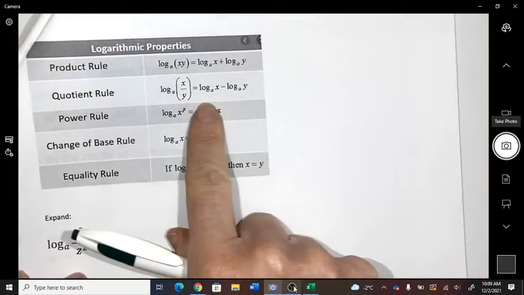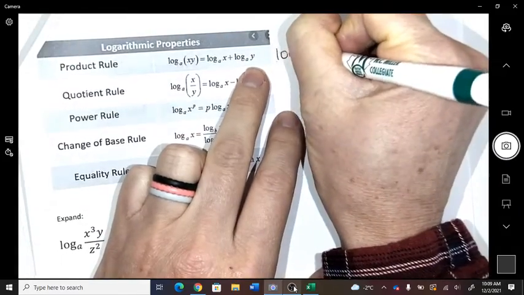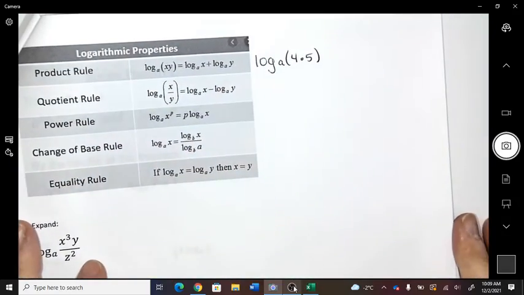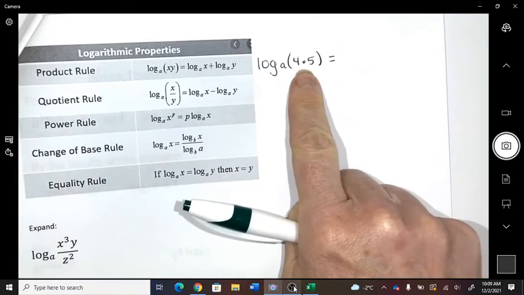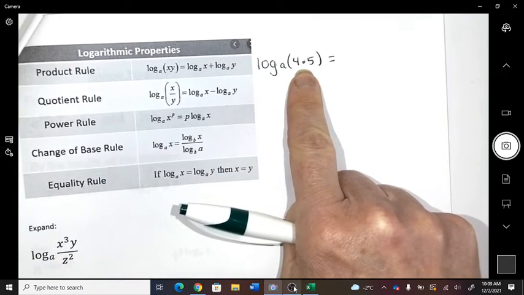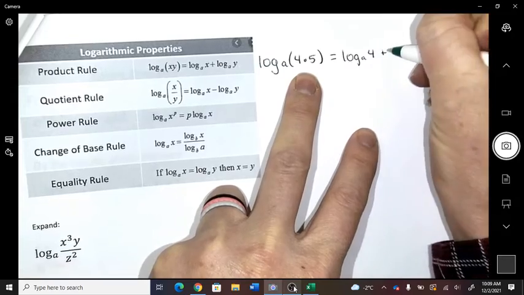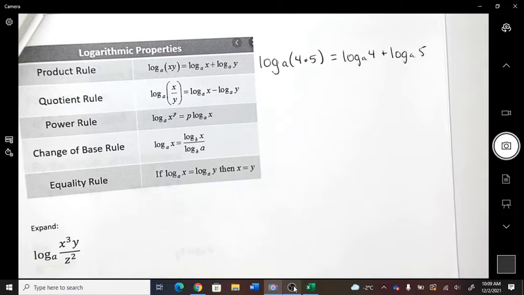So, product rule. If you have two things multiplied, I'm going to give you an example here on the side. Log A of 4 times 5. So, if two things are connected with multiplication, we could split multiplication with adding. So log A4 plus log A5. So if we multiplied the original, we're going to add. Separate and add.